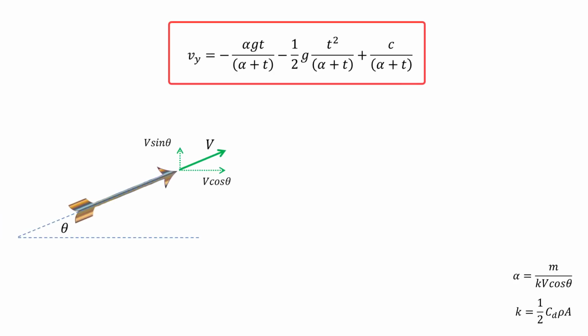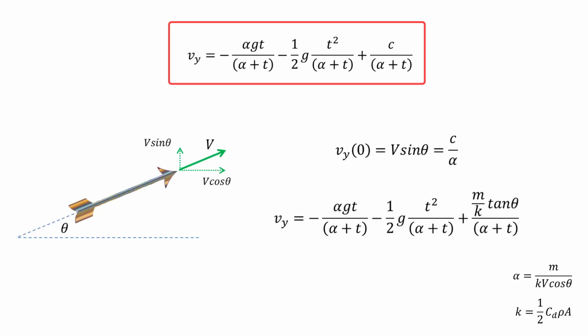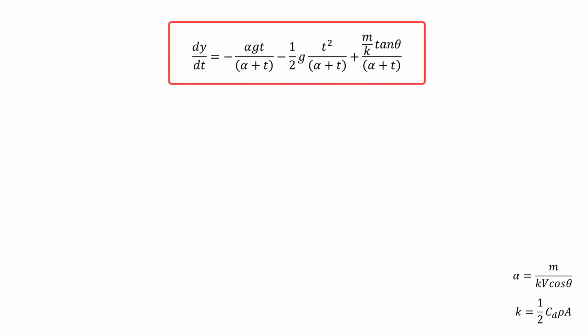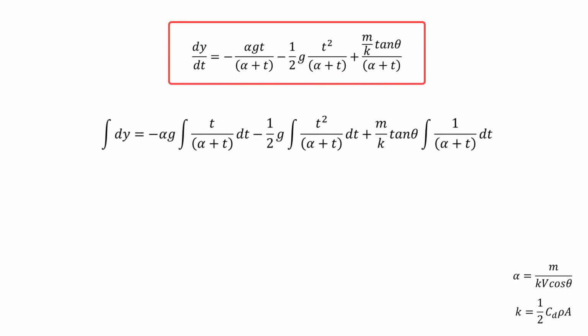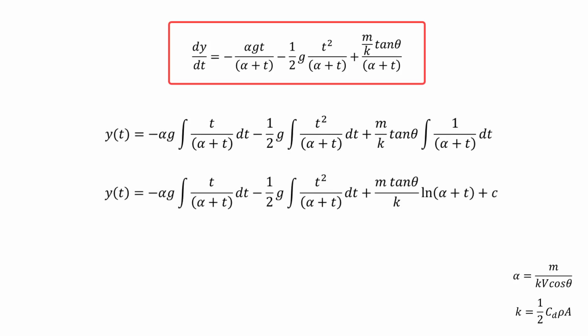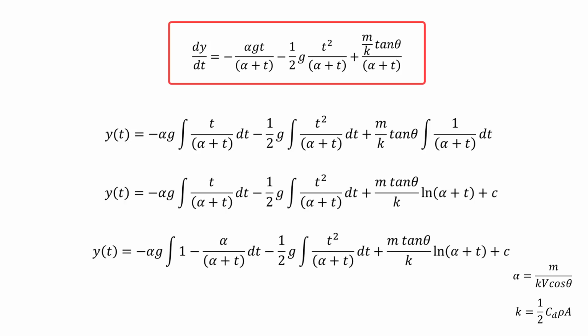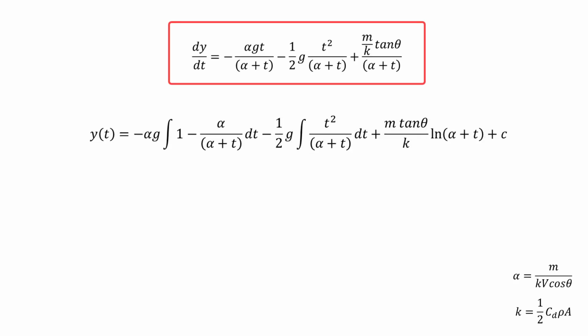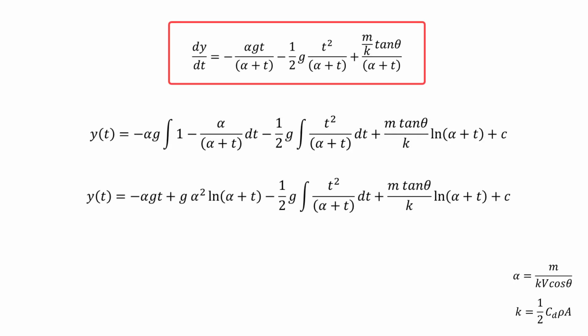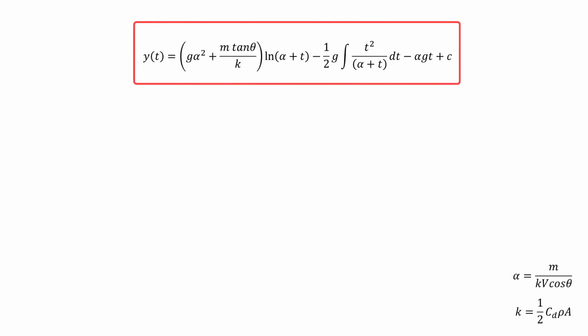Now recall, the y component of velocity starts at the firing velocity times sine theta, so we can apply that initial condition, solve for c, then rewrite Vy as dy/dt. Next, we separate and integrate both sides. The integral of dy is just y, so that's easy. The third integral on the right side can easily be evaluated using natural log, and the first integral can be simplified and rewritten. Now the first integral is easy, so we can just do that, then regroup some things and rewrite, and so all we have left to evaluate is the last integral.